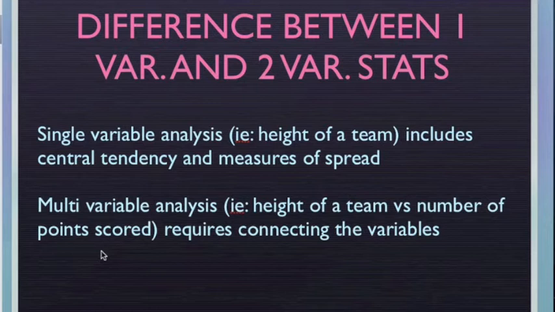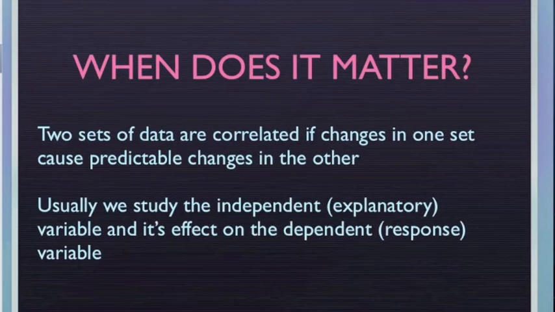If you think about basketball, generally speaking, the taller your team, probably the more points you're going to score, more rebounds, etc. But we've got to justify that somehow using the tools we're going to learn today, that there is actually a correlation between the two variables. So the question you want to ask yourself is, well, when does it actually matter? And what we say in stats is that if a change in one set of data causes a predictable change in the other, we say it's correlated. So if you were to continuously increase the height of your team, you would expect to score more points. If that happens, then we can say that there's a correlation between the data.